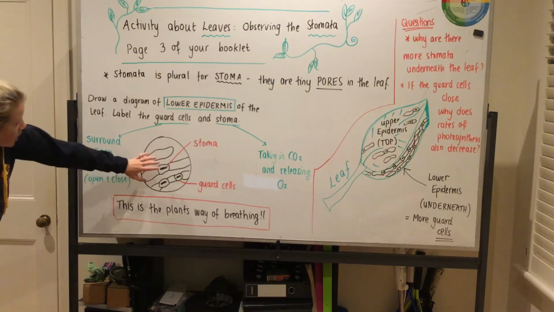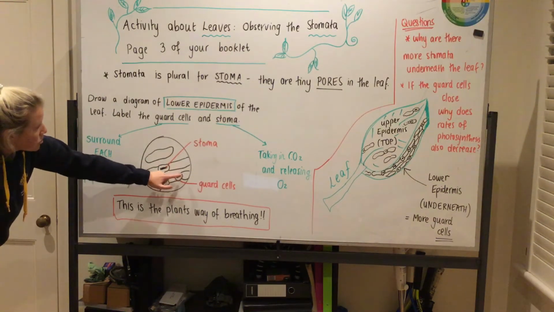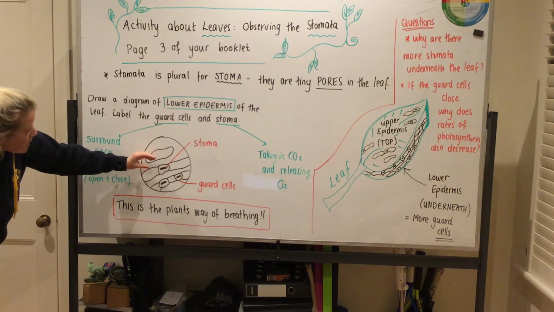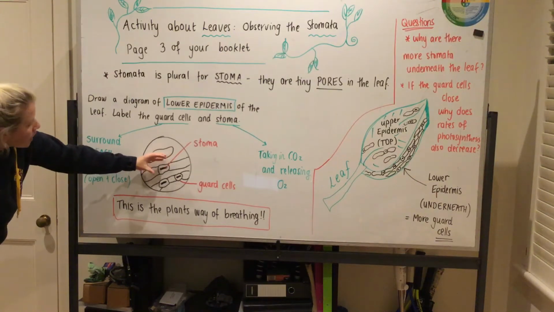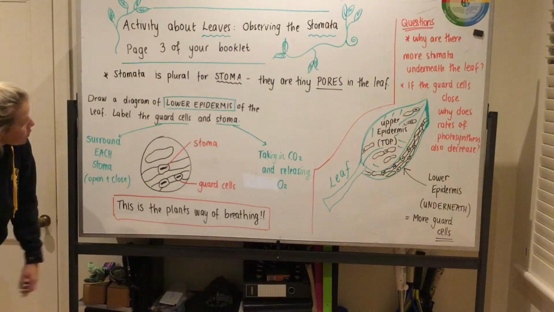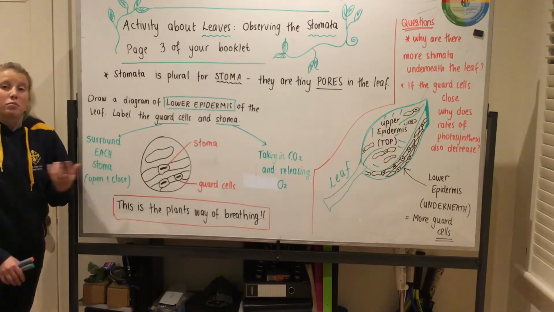So here you can see we've got our guard cells that surround our stoma, and they're almost like a little pore in the middle. So that's where the gas is moving in and out, and the guard cell can actually squeeze or release to open and close. So I've written down the bottom: this is pretty much the plant's way of breathing.